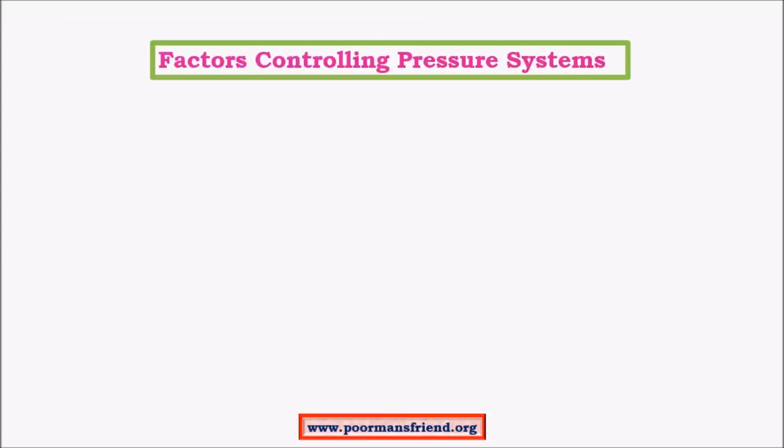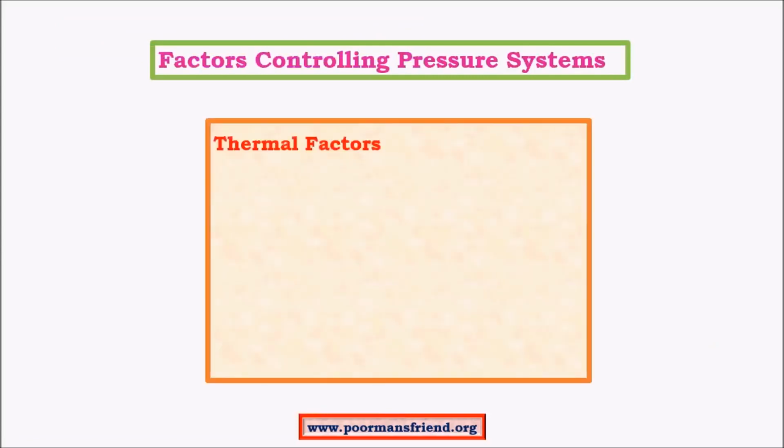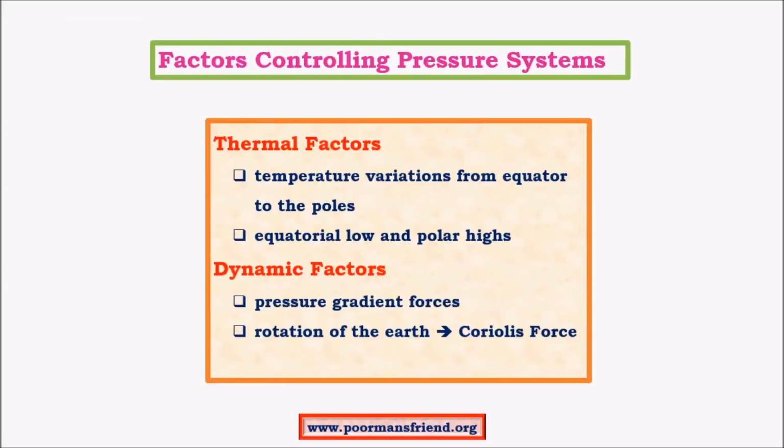So what are the factors that control pressure systems? There are 2 factors. One is thermal factors, the other one is dynamic factors. Thermal factors are nothing but variation in temperature. The differences in temperature between the equator and poles give rise to certain pressure belts. These pressure belts are called the equatorial low, which is formed due to greater temperatures at the equator, and then there are the polar highs.